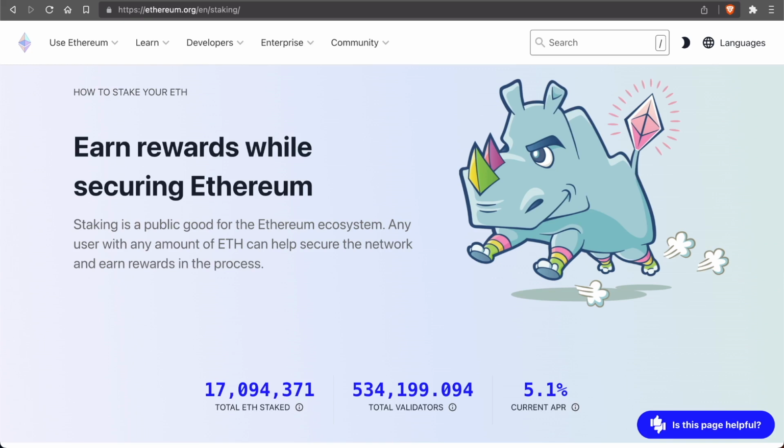So why do I need to have funds at stake? A validator has the ability to propose and attest to blocks for the network. So previously, when Ethereum was proof of work, not proof of stake, this was achieved by mining.